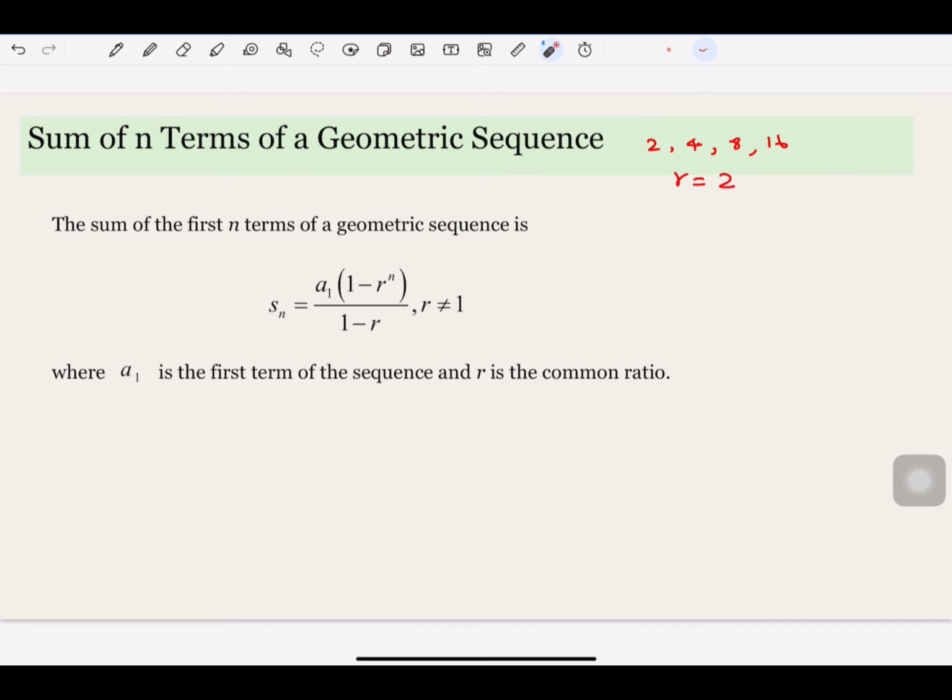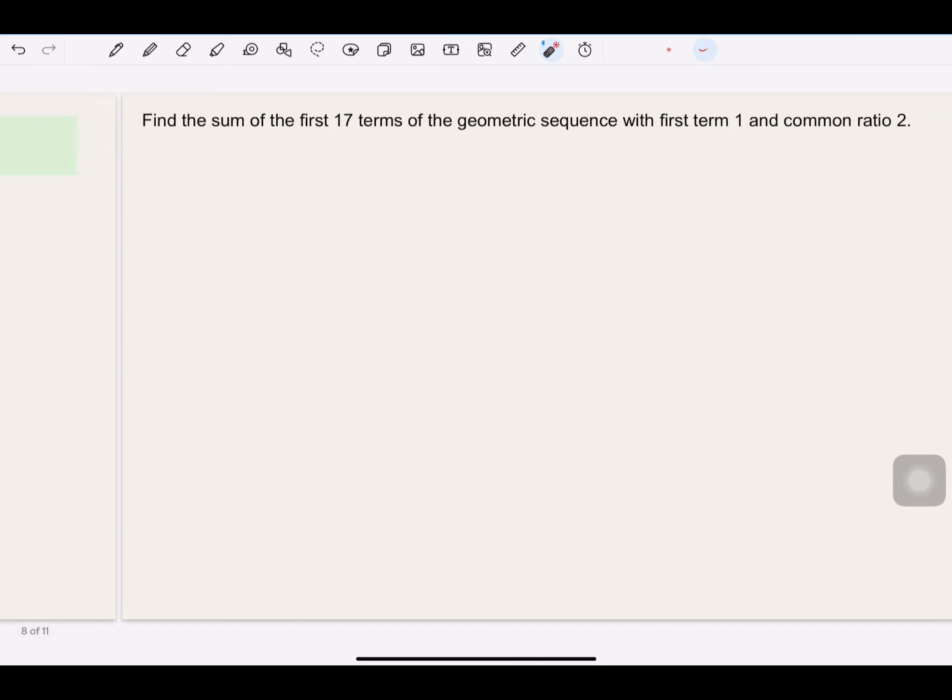This formula works only for r not equal to 1. Because you cannot divide by 0, it would be undefined. If r becomes 1, you see here you'll have a denominator with a 0. So in summary, for any geometric sequence with r not equal to 1, the sum will be given by this formula. Okay, so now let's try some examples.